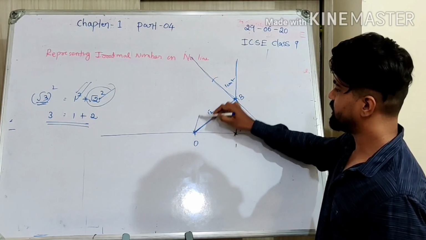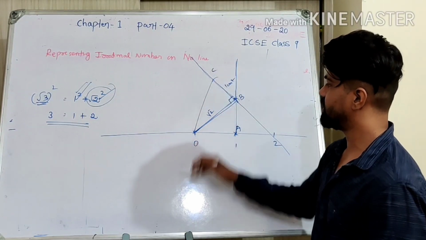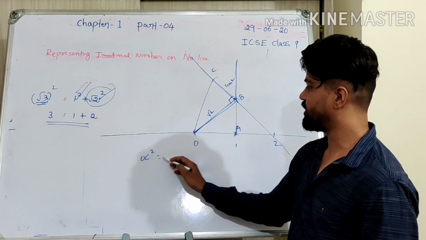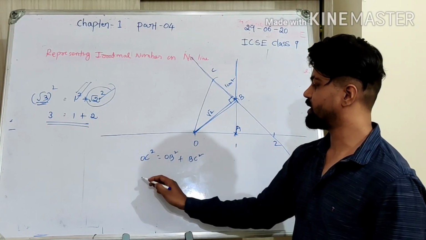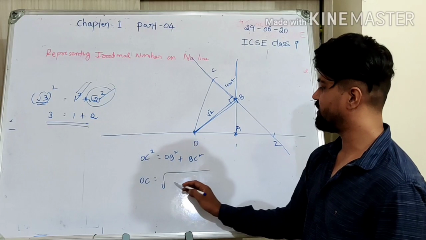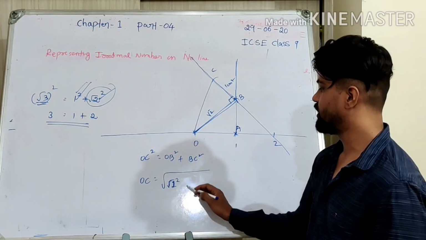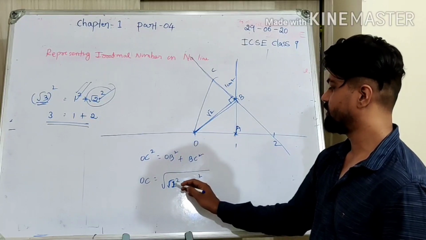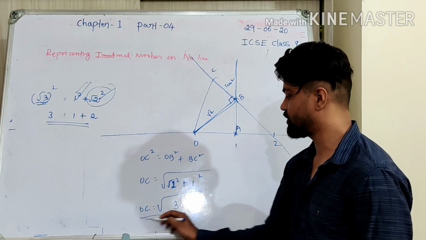Now tell me, this is a right angle triangle. For this C here, I can understand OC square is equal to OB square plus BC square. So what is OC now? OC is the square root of root 2 square plus 1 square, since OB is root 2 and BC is 1. When you do that, you get root 3. OC is going to be root 3 units.